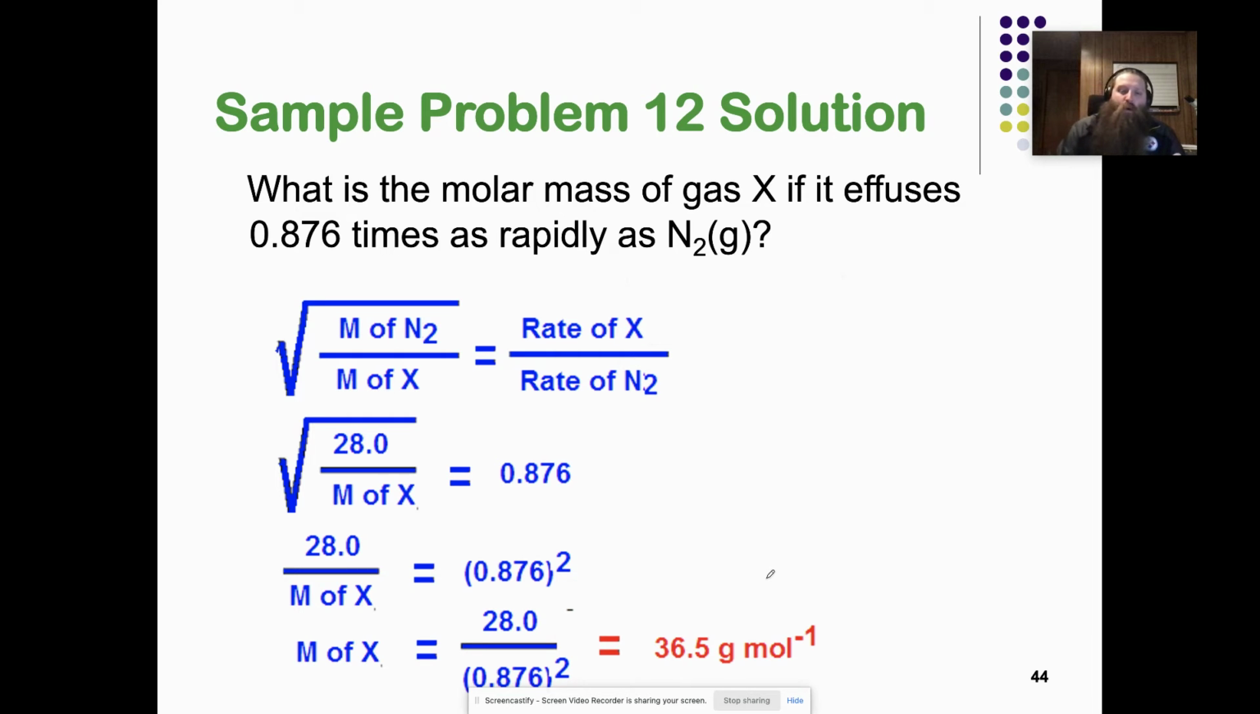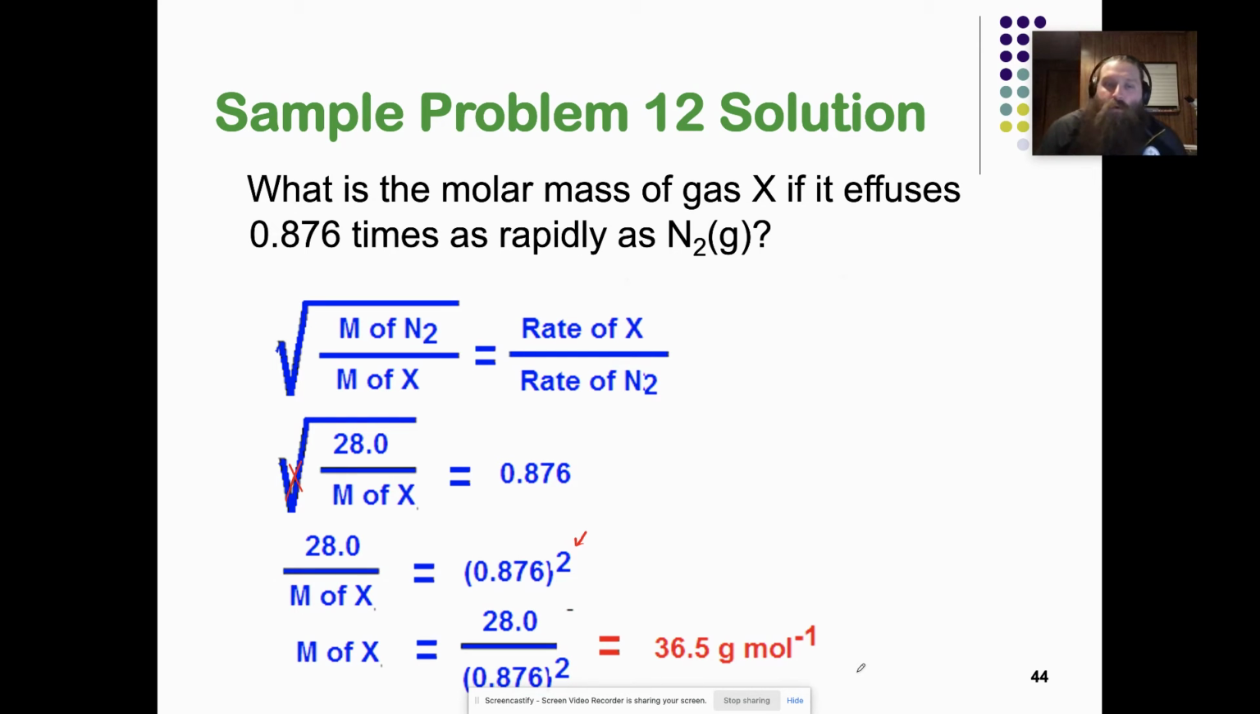So if I want to get rid of a square root, I need to square both sides. So I square it. That gets rid of the square root, cancels it out. Now I need to just solve. You can do one of two things. You can either flip it, which is what I would do, or you can multiply both sides by M of x and then divide by 0.876 squared. Anyway, M of x equals 28 divided by 0.876 squared, and that tells you 36.5 grams per mole is the molar mass of your gas.